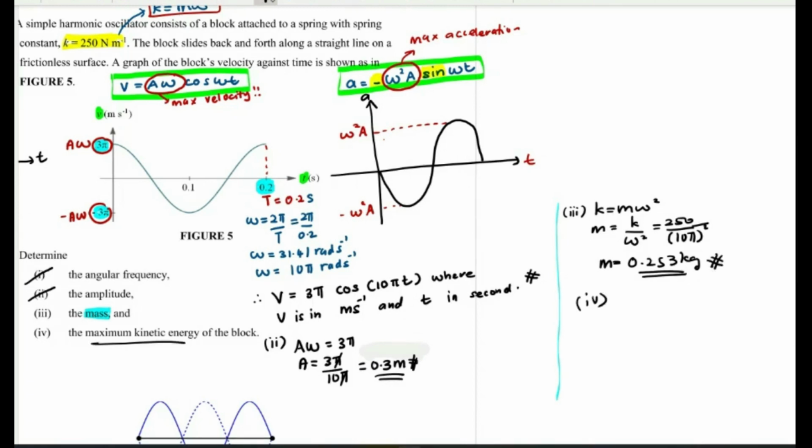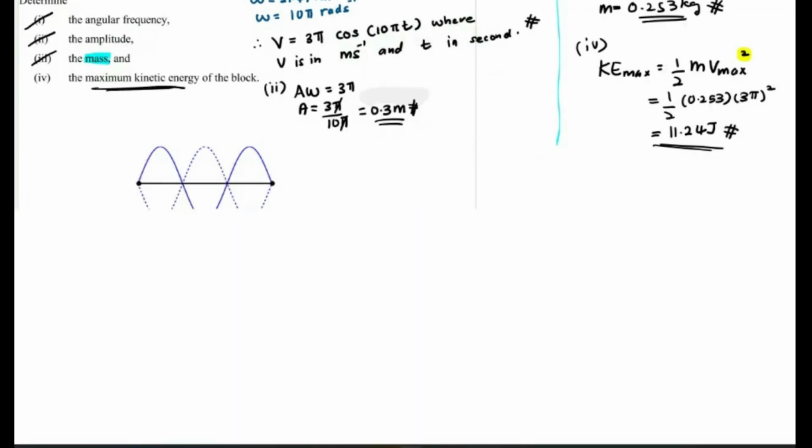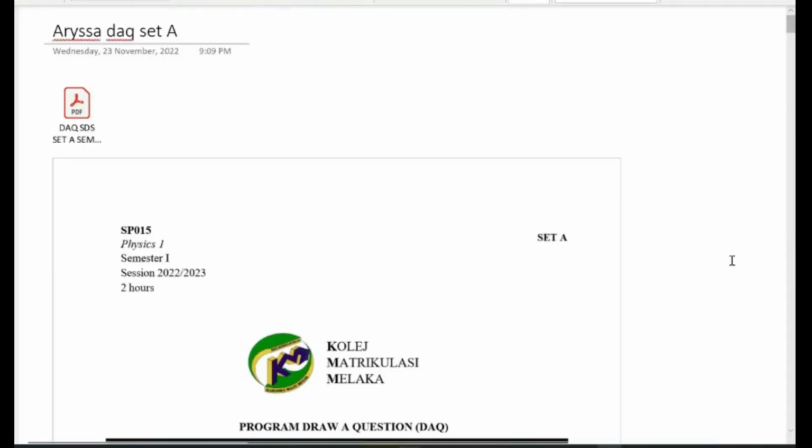Last sekali adalah maximum kinetic energy. Okay. Maximum kinetic energy maknanya half m v maximum squared. Jangan tertinggal. Ramai calon tertinggal squared ni masa dia nak kira. Setiap tahun pun mesti ada. So half, 0.253, V maximum kita dah tahu dia adalah 3 pi. Squared jangan tertinggal. Okay. So finally the answer is 11.24 joule. Saya dapat 11.10. Jauh sangat tu. 0.253. Okay, betul.